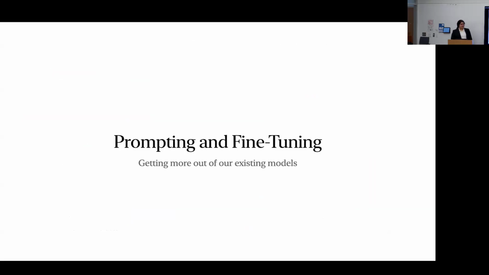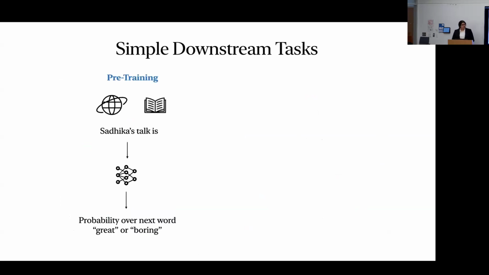Okay. So now that I've talked about how we can train models efficiently, let's see what we can do to get the most out of our existing models. So this will be involving prompting and fine-tuning. In this section particularly, I'm only going to be focused on simple downstream tasks, which I'm going to define in a second. So we have a general purpose pre-training stage where we train a model on huge amounts of information to learn to predict the word that can follow a given context.